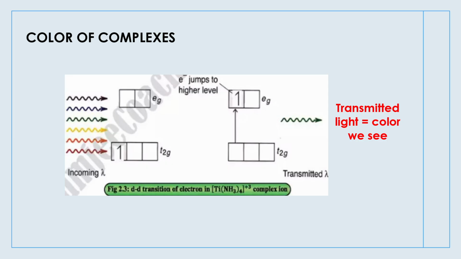Remember that the transmitted light color is the color we see. For example, if the transition metal solution is of yellow color, it means it is transmitting yellow colored light. This is an example of the tetraammine titanium ion, and the complex of tetraammine titanium ion is green in color, which means that the transmitted wavelength for this complex lies in the green color.